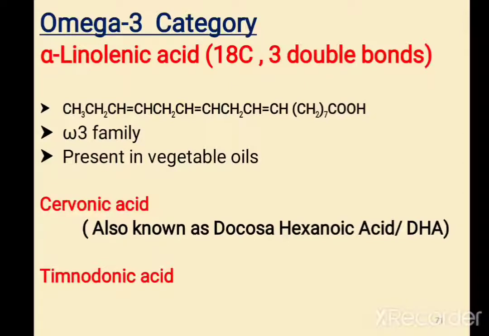Other examples of omega 3 fatty acids are cervonic acid, which is also known as docosahexaenoic acid or DHA. It is present in breast milk, and it is required for the functioning of the retinal photoreceptor cell, and it also has an important role in the functioning of neurons. Another example is timnodonic acid. So these are the examples of omega 3 fatty acid: alpha linolenic acid, cervonic acid, and timnodonic acid.